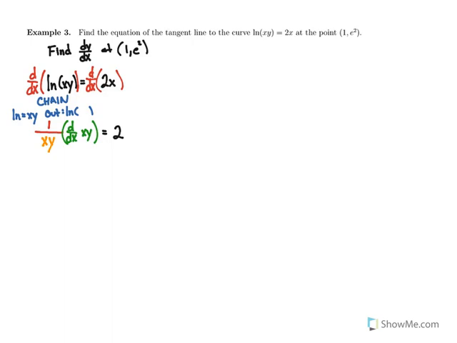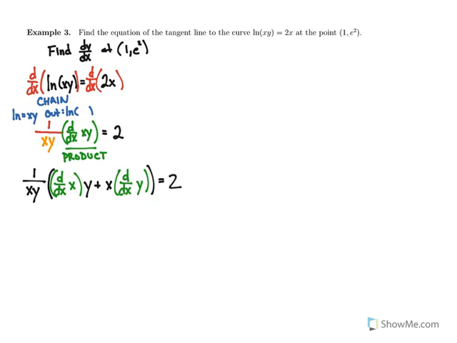So now what I need to do is to take this derivative, x times y, which is going to need the product rule. So we're going to have 1 over xy, a remnant from the last derivative. And then we're going to have the derivative of the first times the second plus the first times the derivative of the second, all equals 2. Now we take these derivatives, and we're going to have 1 over xy. The derivative of x is just 1, so that's going to be y plus x, and then the derivative of y is our special thing we're looking for, dy/dx, equals 2.